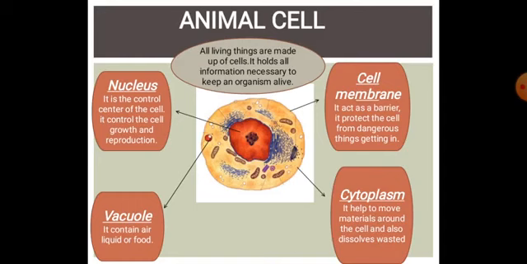Nucleus. It is the control center of the cell and it controls the cell growth and reproduction. Cell membrane. It acts as a barrier and it protects the cell from dangerous things getting in. Vacuole. It contains air, liquid, or food. Cytoplasm. It helps to move materials around the cell and it also dissolves waste.